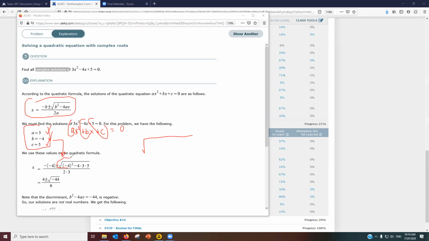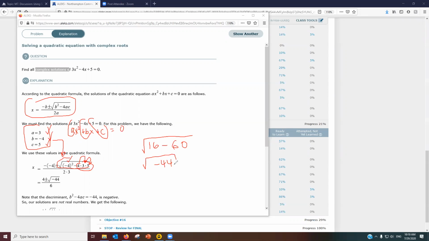Let's take a look at the square root. Well, I'm going to work out the exponent first. -4 squared here is +16. Then I got to do this multiplication. 4 times 3 is 12. 12 times 5 is 60. So this is going to be square root of 16 minus 60. When I work that out, that's a -44.